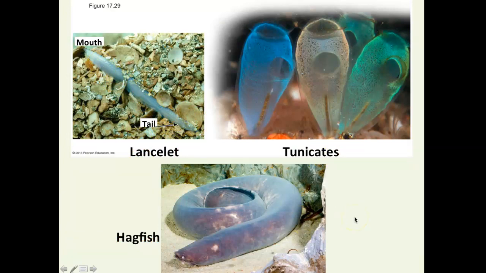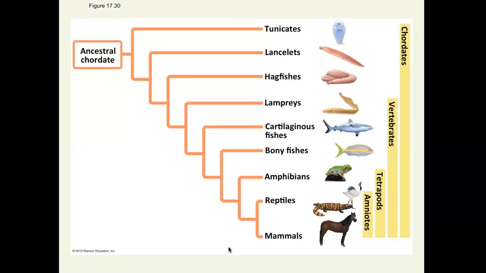These are probably things you've never seen before. Maybe you've seen a hagfish at an aquarium. Lancelets are pretty small, about the size of your fingernail. But they're in this group because they have those 4 distinct characteristics. Tunicates as well. They don't look like much of an animal, but they are. And then we have our hagfish. When we look at our vertebrates, now things will start looking familiar.